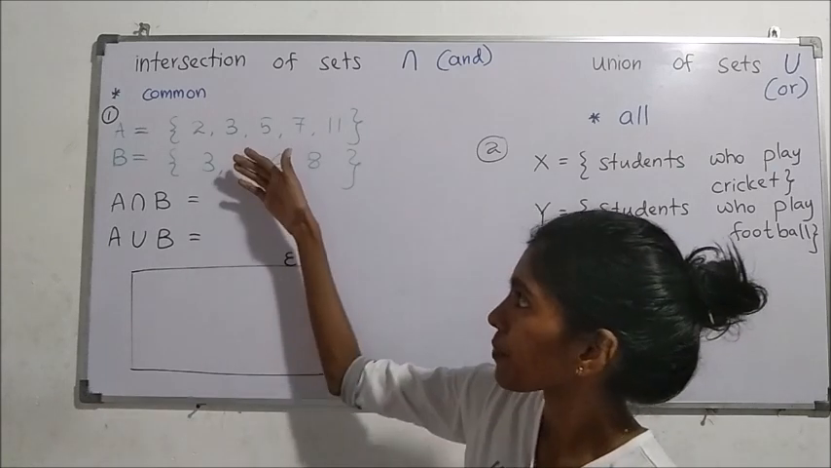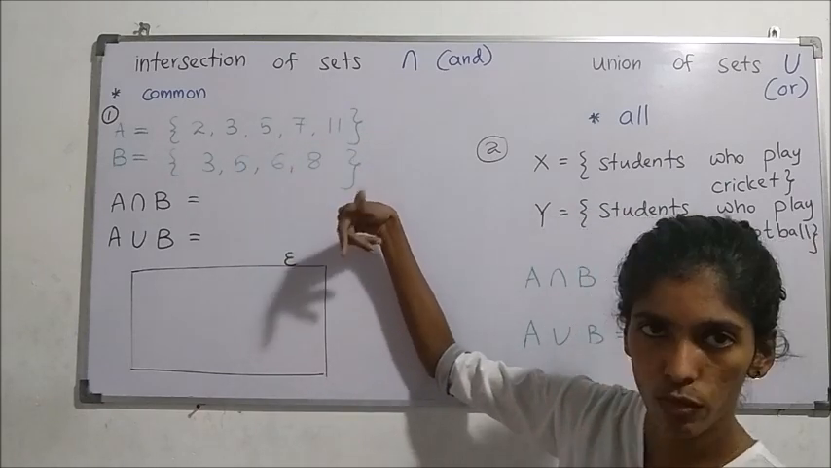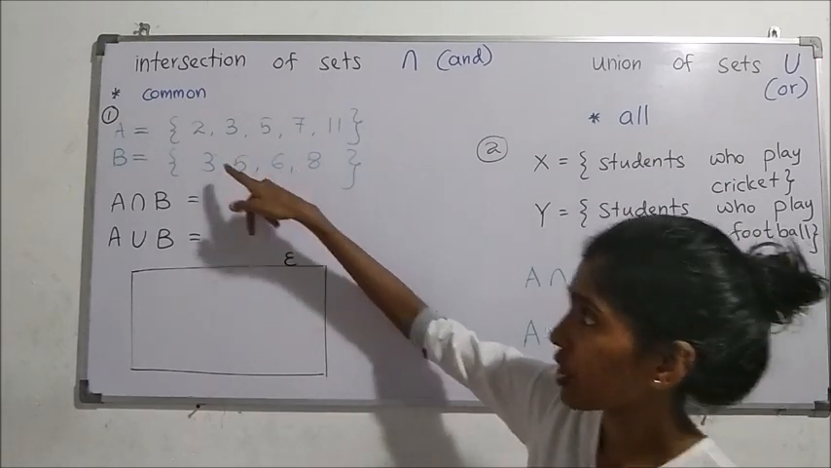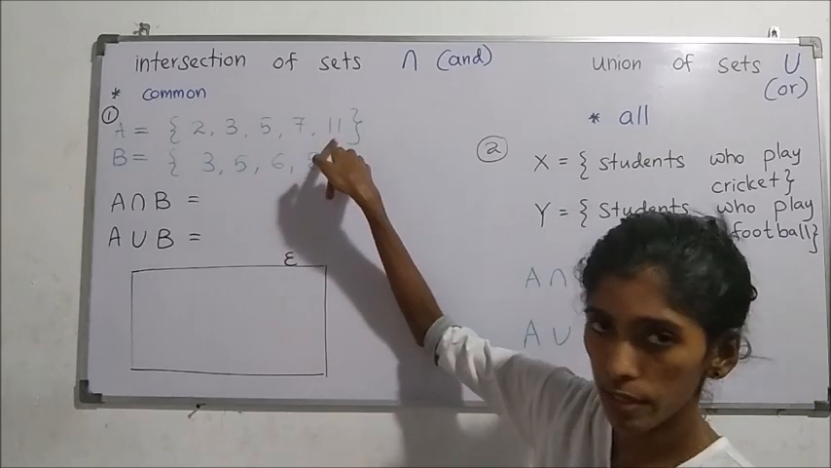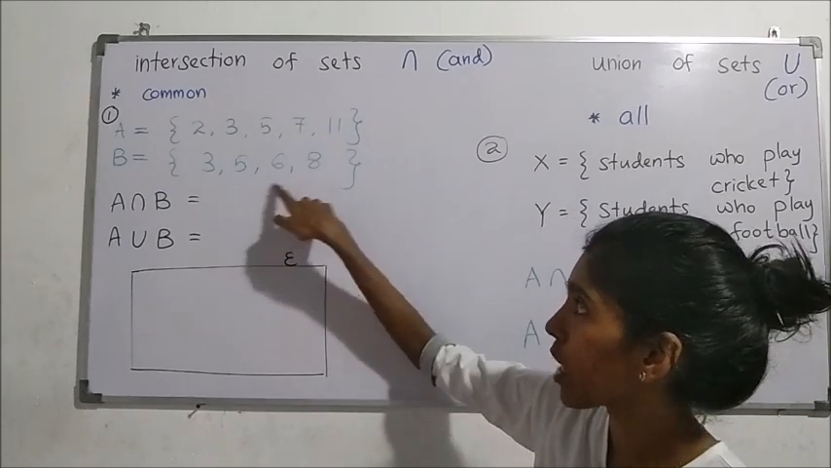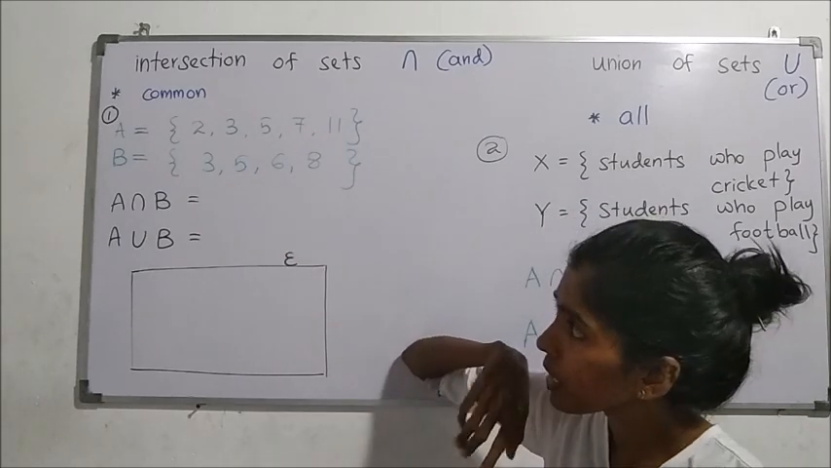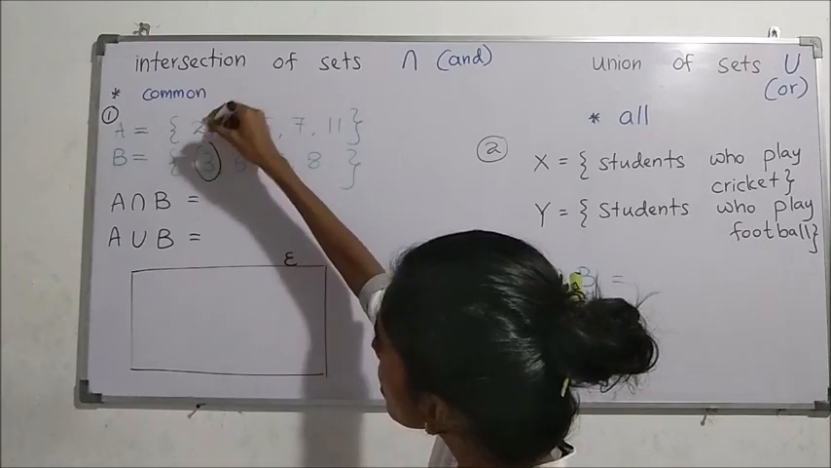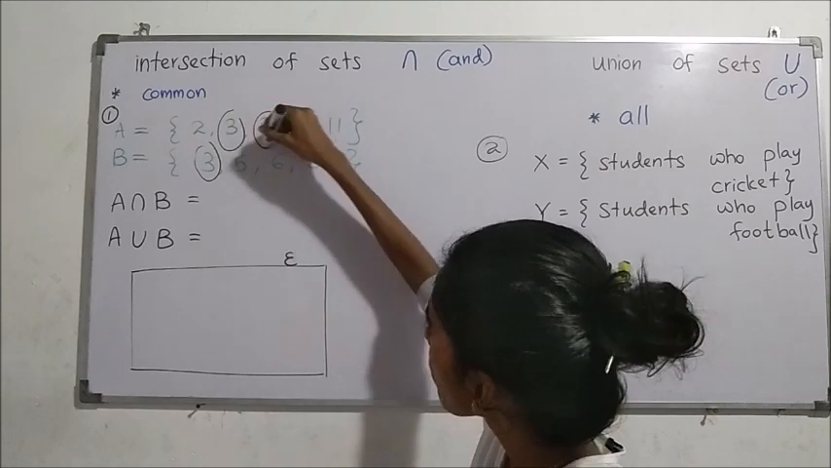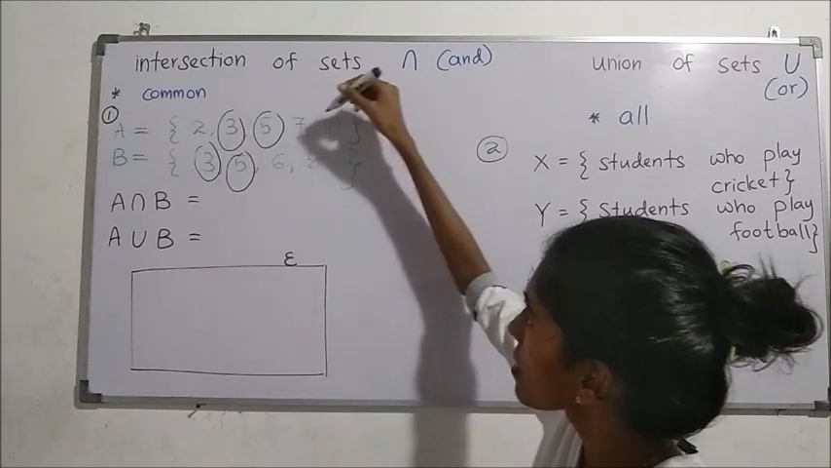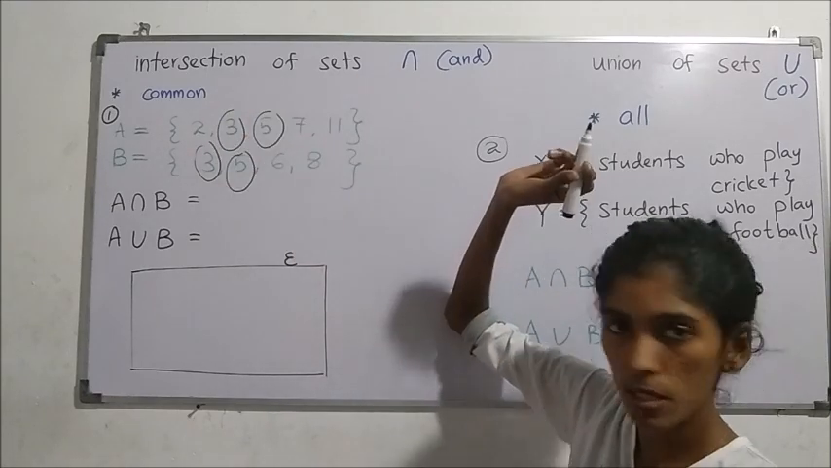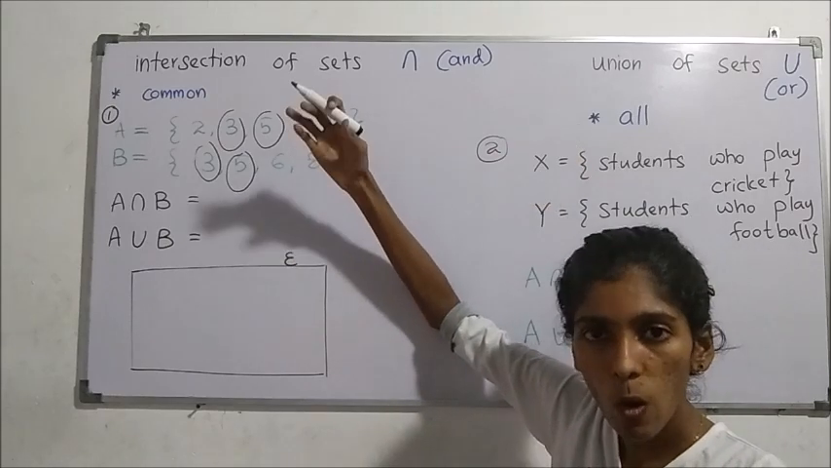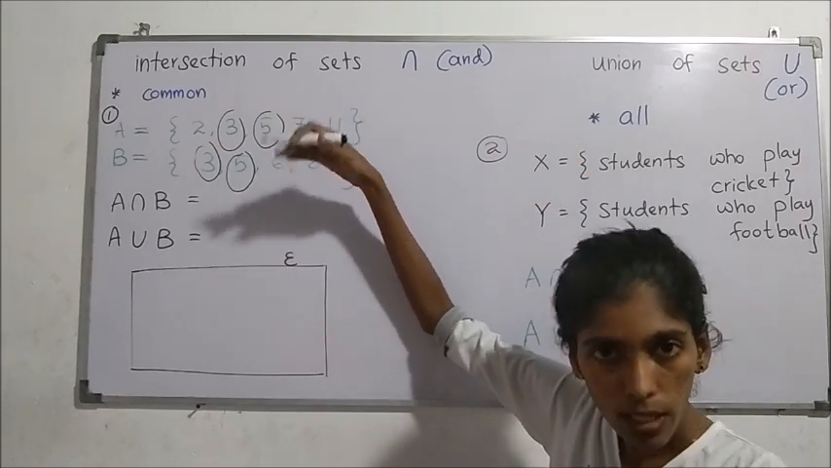Okay, so here I have taken one example. In set A, 2, 3, 5, 7, 11 are there. In set B, 3, 5, 6, 8 are there. So can you see any common elements here? 3 can be seen in both. 5 can be seen in both the sets, and only that much. Yes, so 3 and 5 are common elements for both the sets.